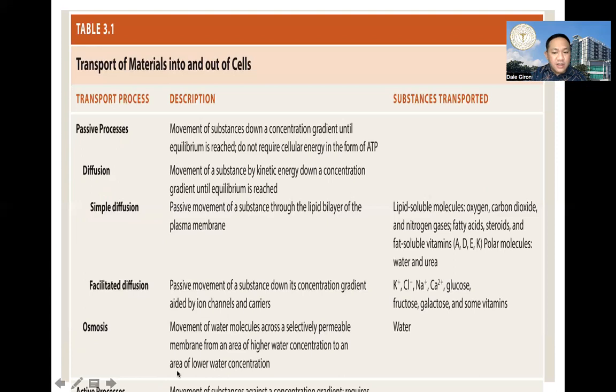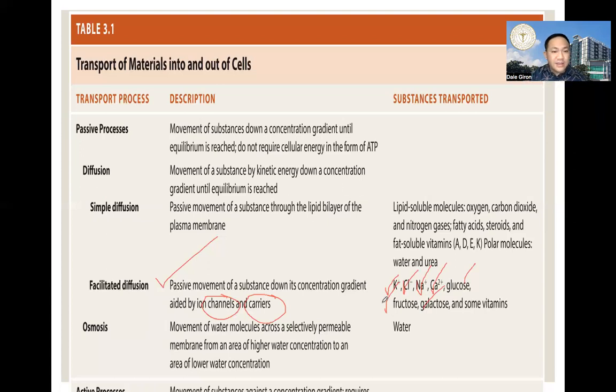Okay. Next, what do we mean by facilitated diffusion, Doc? It is also a passive movement of a substance down its concentration gradient, but it has channels or carriers. Okay, there are ion channels or carriers. Examples of facilitated diffusion are potassium, chloride, sodium, calcium. These are electrolytes. Glucose, fructose, galactose, and some vitamins undergo facilitated diffusion to be transported from outside to inside of the cell.